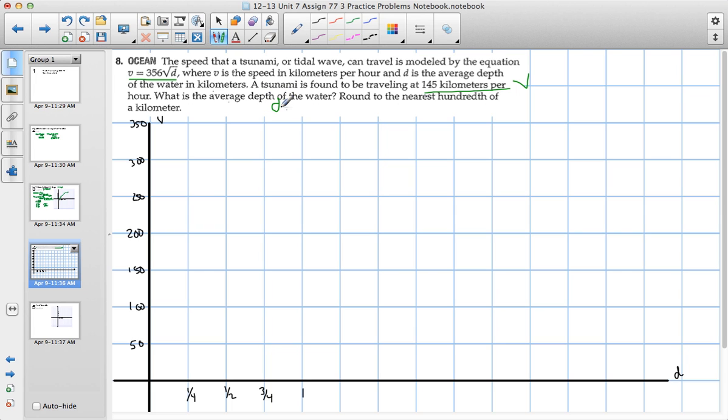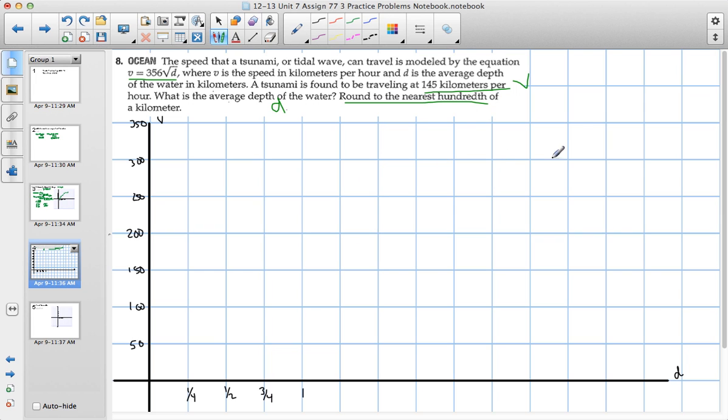So basically we want to find out what is d when v is 145, and then we're told to round to the nearest hundredth of a kilometer. So I'm going to show you this both graphically and algebraically. Graphically will get us an idea of reasonableness, and then when we do our algebra we'll know if we've done it right based on our graph so that we can analyze things.